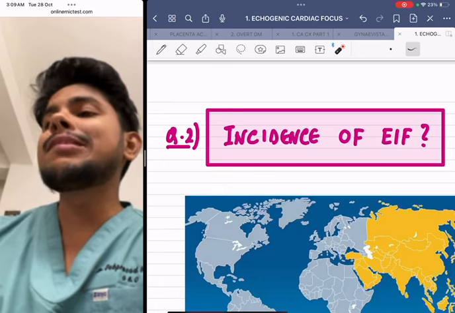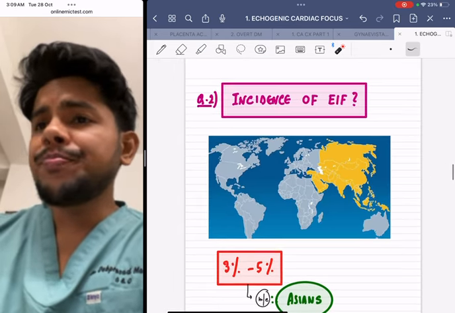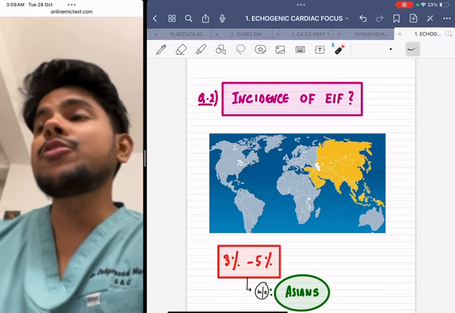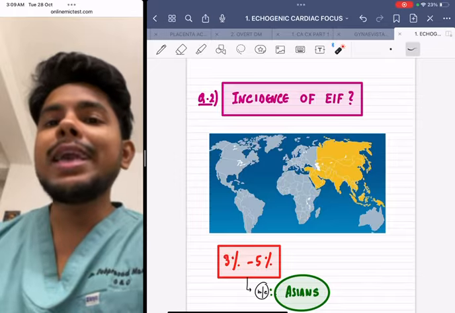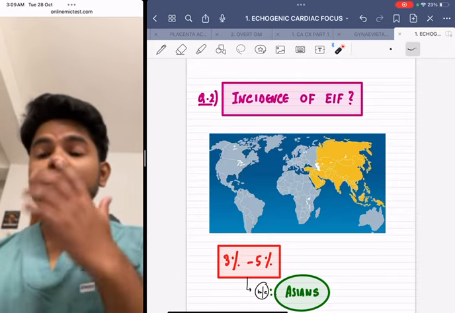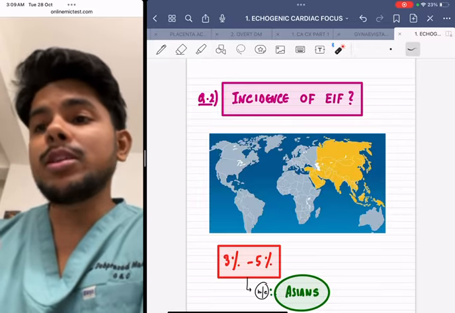Now let's talk about the incidence of the echogenic cardiac focus. It is not very high. It is just 3 to 5%, but it is more common among Asian women. All right, so it is more common in the Asian population compared to the rest of the world, and it is like 3 to 5% worldwide.